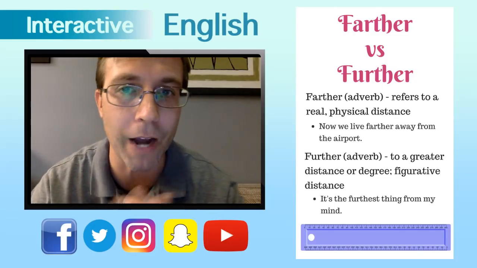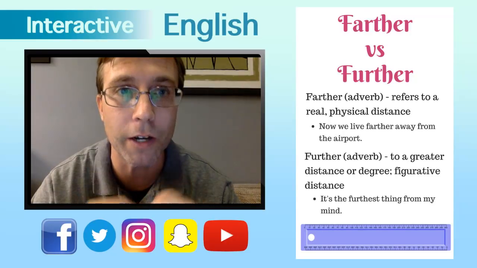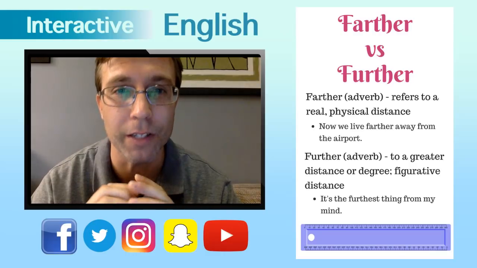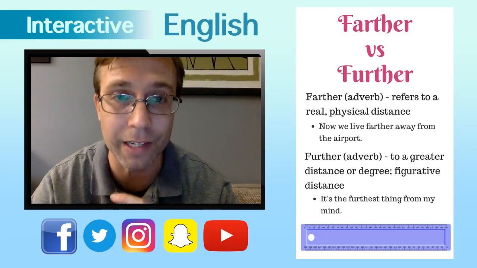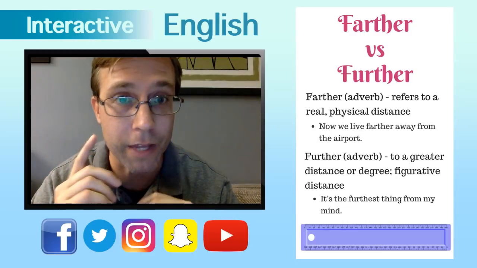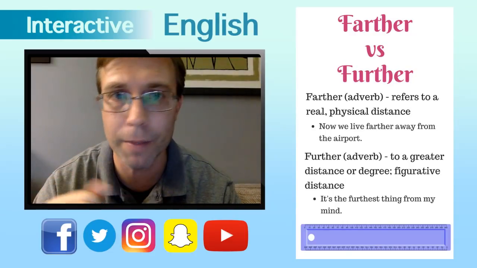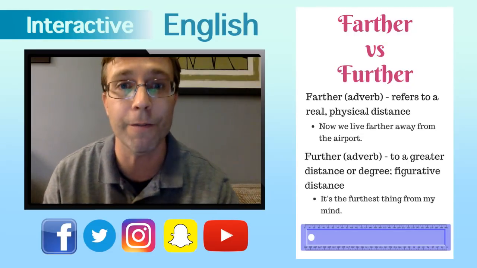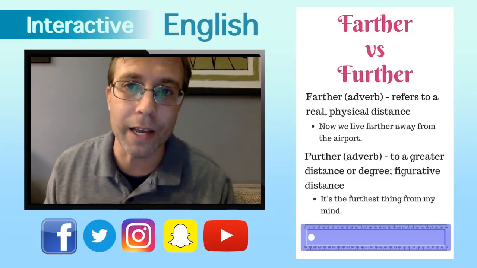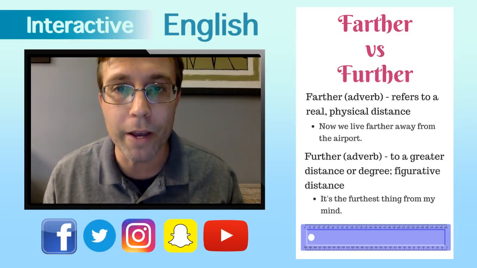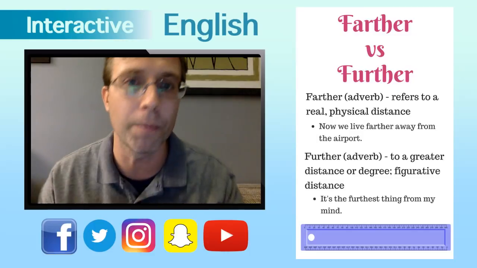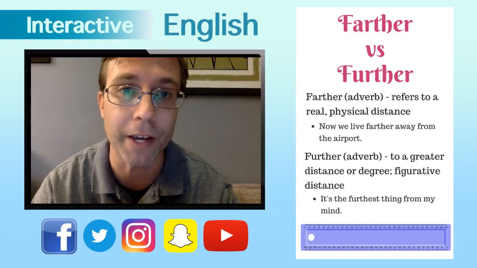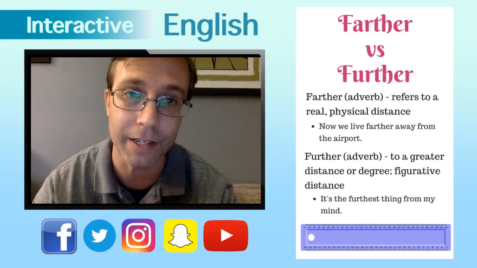Okay, so both of them are adverbs, but when we're talking about farther with an A, we're talking about a physical distance, a real physical distance that we can think about, whether it's 1 kilometer or 50 kilometers or 1,000 kilometers. Okay, it is a physical distance, farther. So for example, I could say, now we live farther away from the airport. Maybe you moved apartments or you moved homes and you are now farther away from the airport. It is a physical distance.